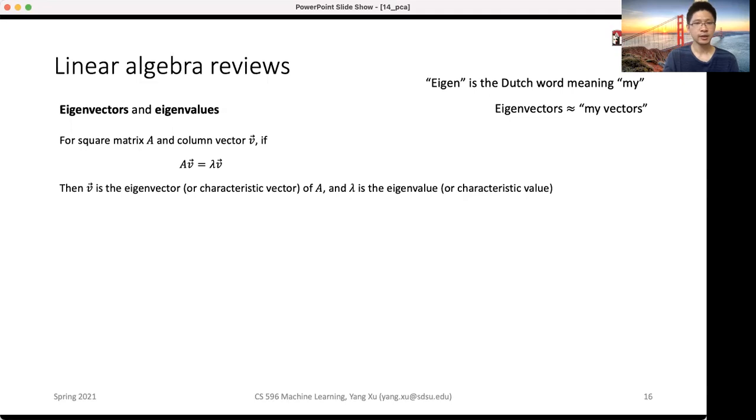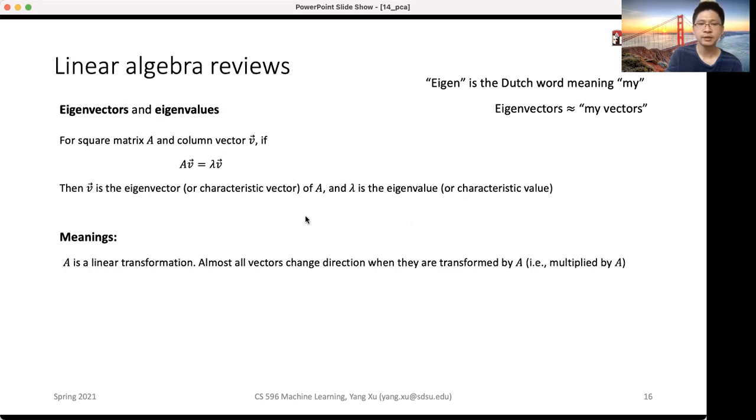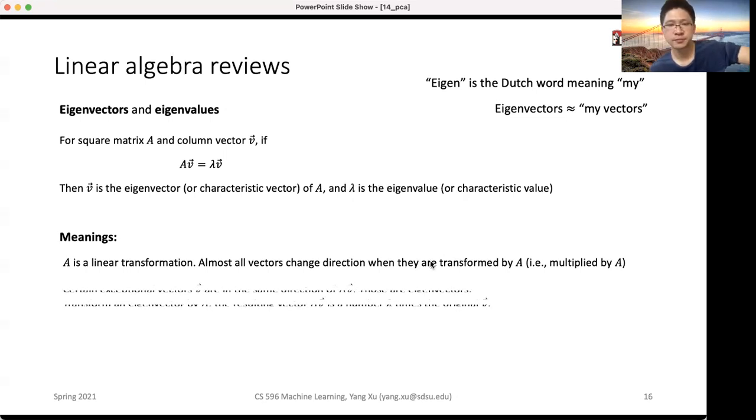Okay, and if this equation is satisfied, then we say v is the eigenvector of A and lambda is the eigenvalue. The eigenvector always comes with the eigenvalue, which is the lambda factor here. This means the linear transformation defined by the matrix will not change the direction of the vector; it will only change the magnitude of the vector.